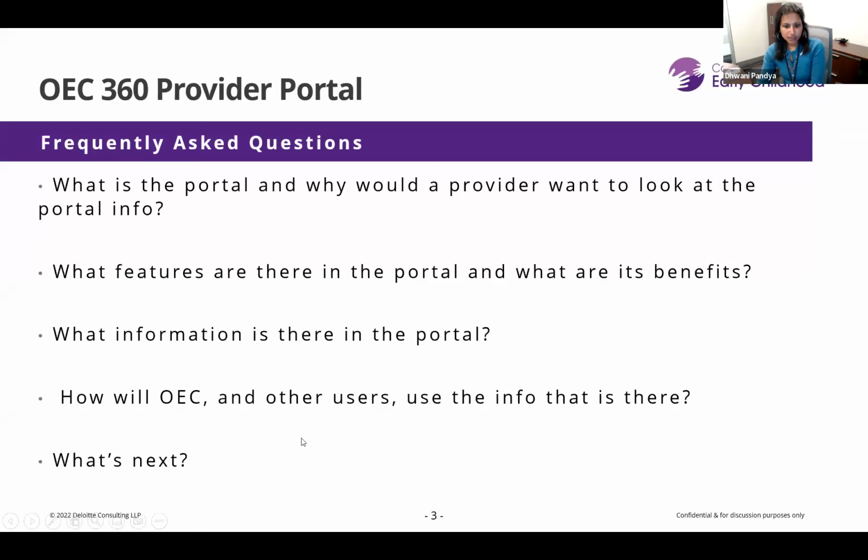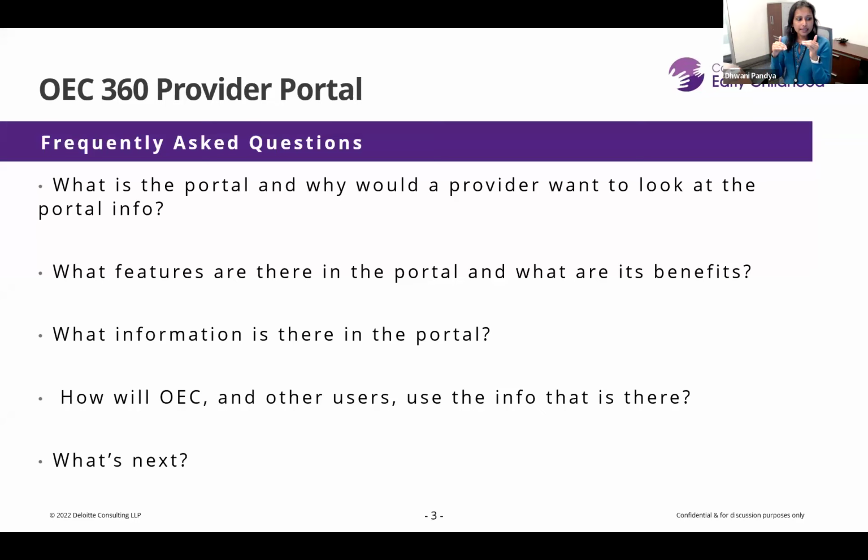What information is there in the portal? I know that we've worked with a bunch of you and you already know this, but this is just going into further information about each of the sections within the program in the portal. As I said, there is a single provider 360 record for you in the portal, and this record is associated with details coming from multiple places.